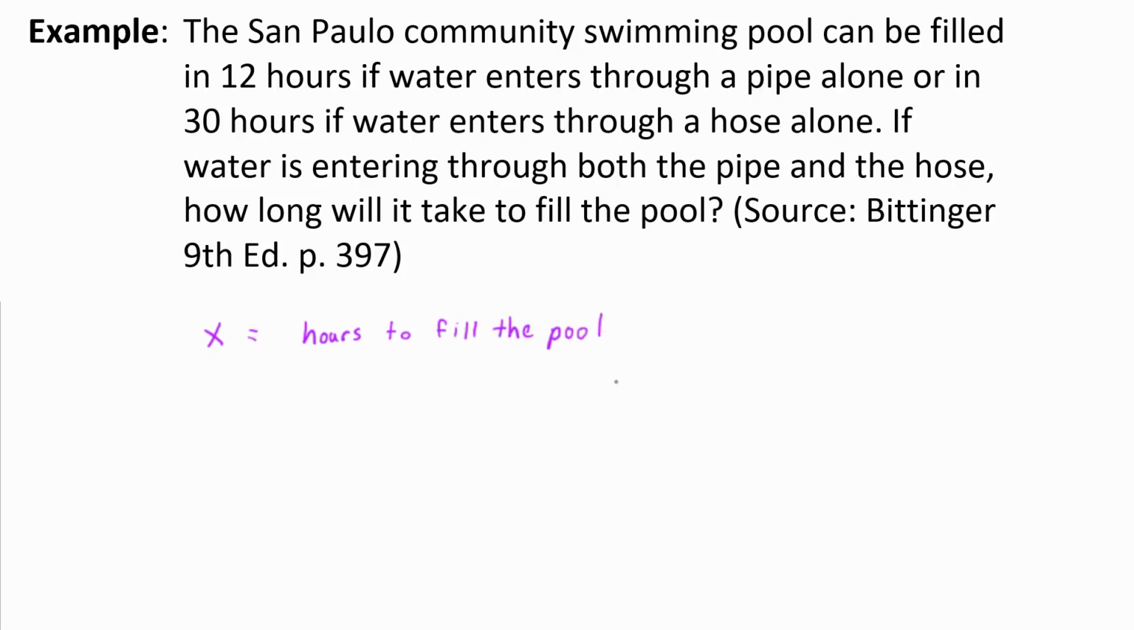Now, if what is true? It's the number of hours it takes to fill the pool if both the pipe and the hose are turned on. If both valves are opened. I'll just say it that way. If both valves open. Right? You know, a hose is going to have a valve, a pipe is going to have a valve, if both valves are open. Does that make sense?